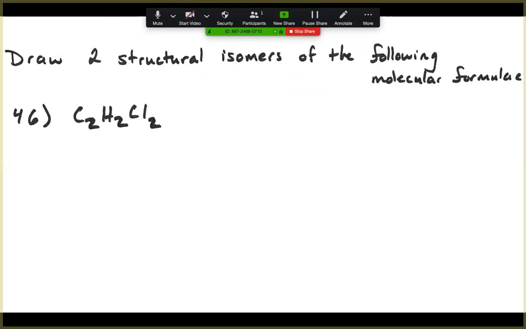But there's structural isomers, right? Isomers being same pieces, structural meaning how they're connected. It's basically telling me, what are my Lego blocks? I got 2 carbons, 2 hydrogens, and 2 chlorines, and I better use them all. So if I start with 2 carbons, I could throw in, let's say, a chlorine here and a chlorine there, hydrogen there, hydrogen there. I've used 2 carbon, 2 hydrogen, 2 chlorine.